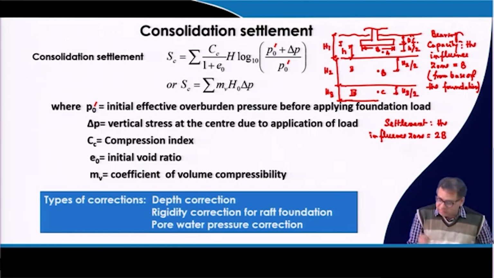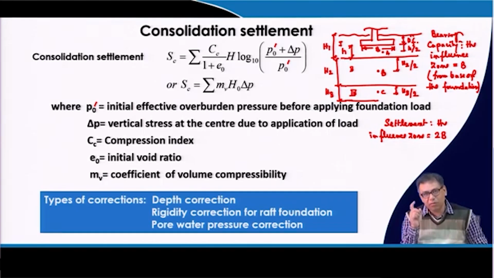Now, the question is, why are we only considering one point? No, if you consider more points, your accuracy level will increase definitely, but you have to check whether that accuracy level is significantly increasing or not. Most of the cases, one point is okay, but if the layer thickness is very high, then you can take more points also.